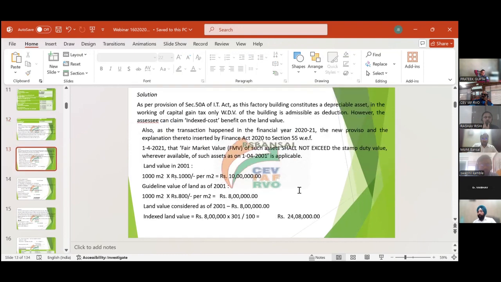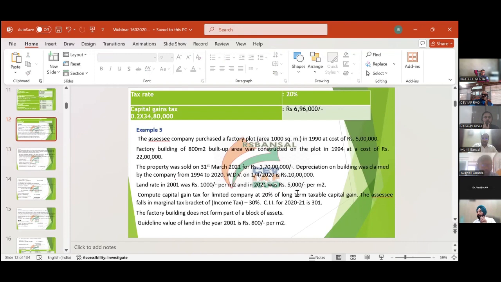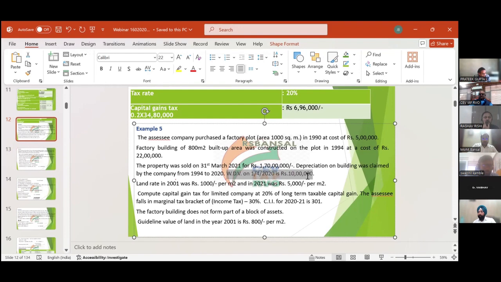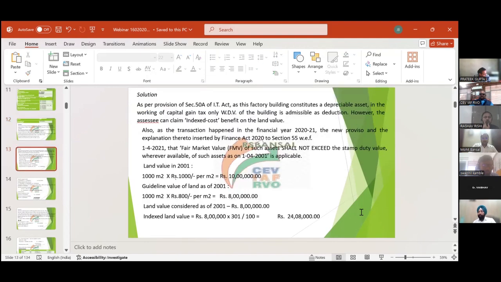But in the books of accounts of the company, value of the building is only 10 lakh. Written down value of the building in the books of accounts of the company is given to you as 10 lakh. See here. You cannot take it more than 10 lakh. So what is the capital gain? 1 crore 20 lakh minus 10 lakh, which is 1 crore 10 lakh.